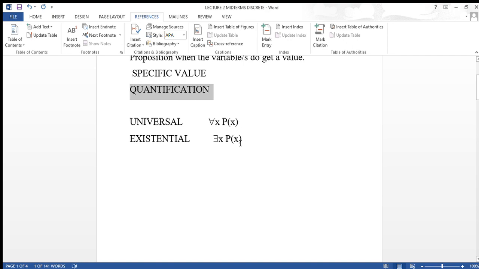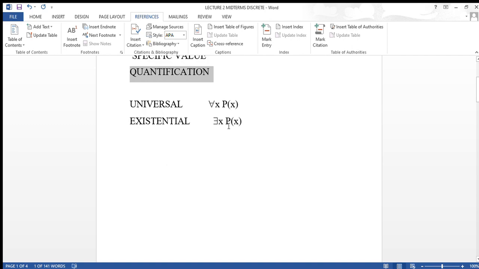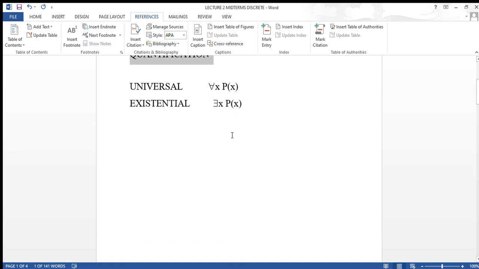On the other hand, for the existential quantification, we just need one value. We just need one value from our universe of discourse to satisfy the given condition. One value is enough to say that the proposition will be true.